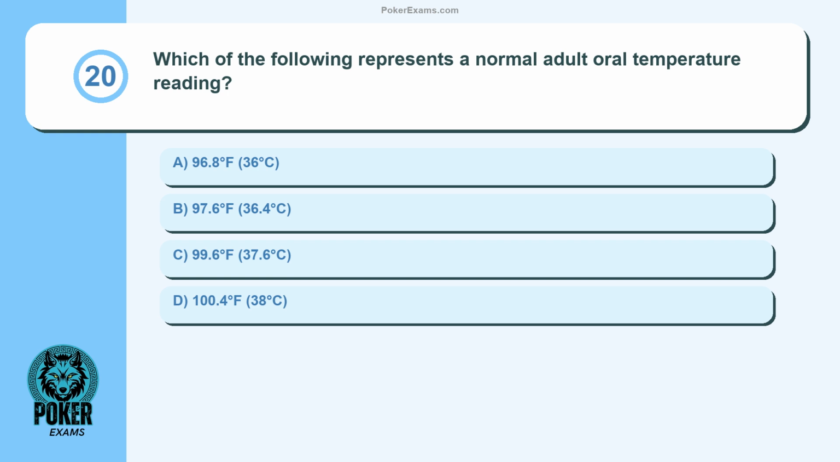Question 20. Which of the following represents a normal adult oral temperature reading? 96.8 degrees Fahrenheit, 36 degrees Celsius. 97.6 degrees Fahrenheit, 36.4 degrees Celsius. 99.6 degrees Fahrenheit, 37.6 degrees Celsius. 100.4 degrees Fahrenheit, 38 degrees Celsius.